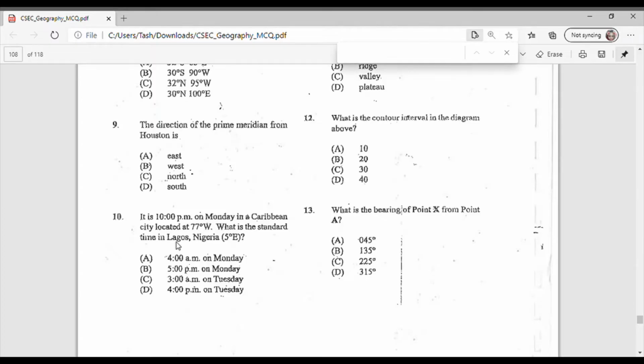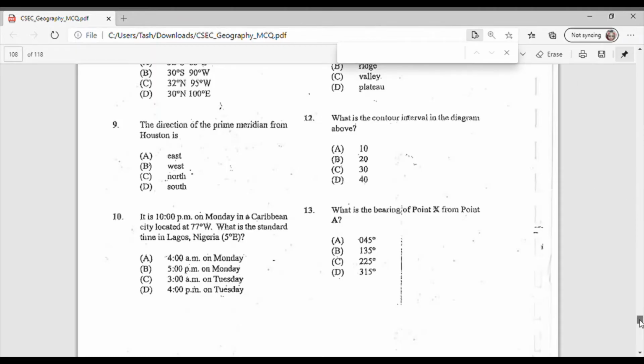So if it is 10 p.m. and I am adding 5 hours, that would be 10 to 11, that's 1, 12, 1, 2, 3. So that would have been 3 a.m. on Monday, 3 a.m. on Tuesday, my apologies. So that is 3 a.m. on Tuesday for number 10. So the answer for number 10 would have been letter C.